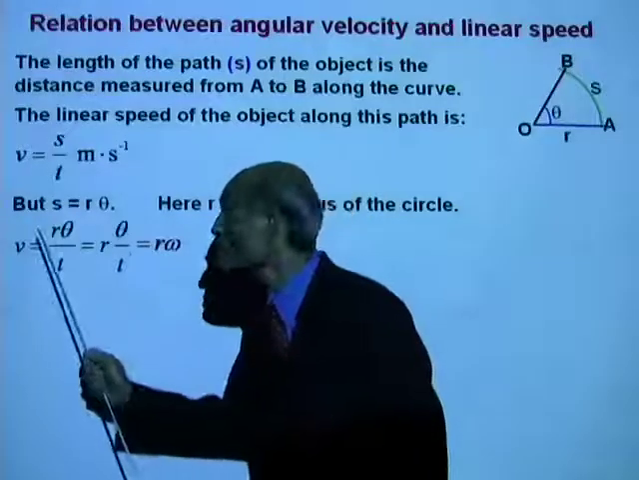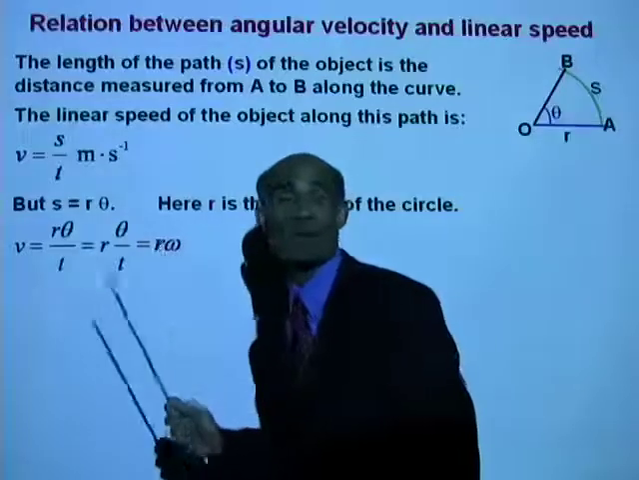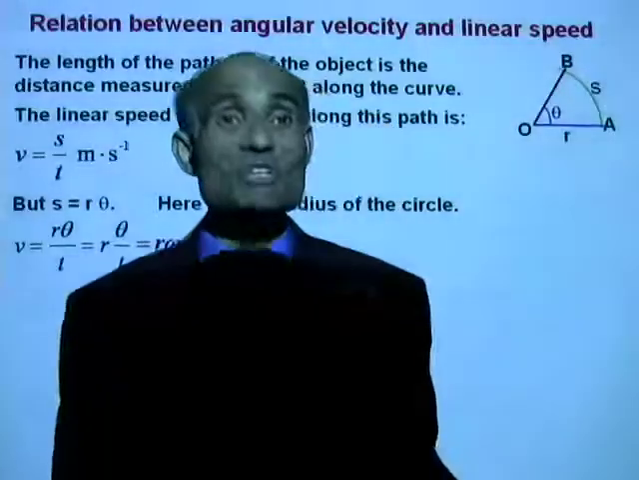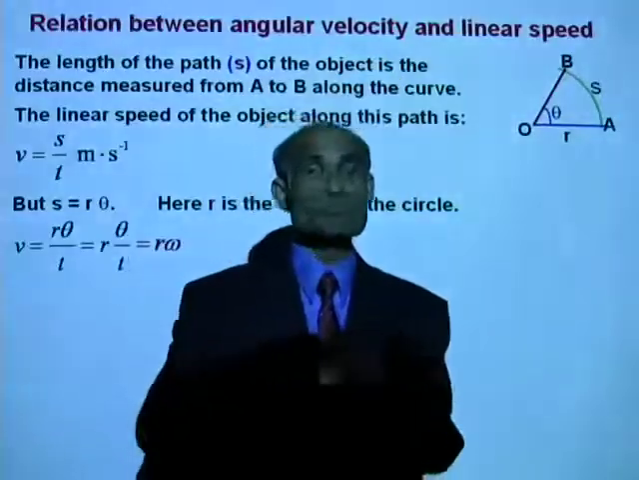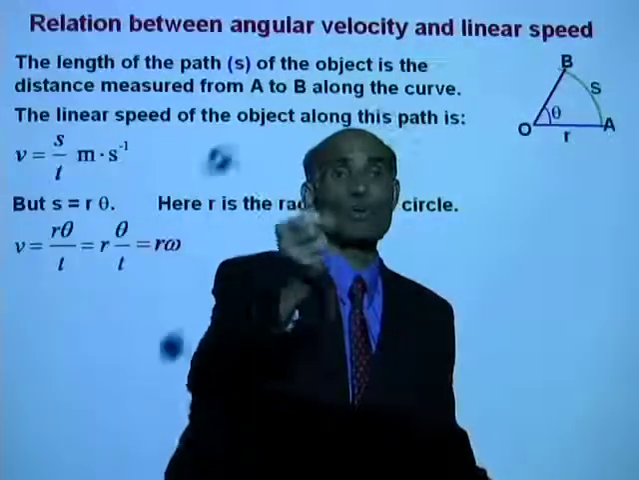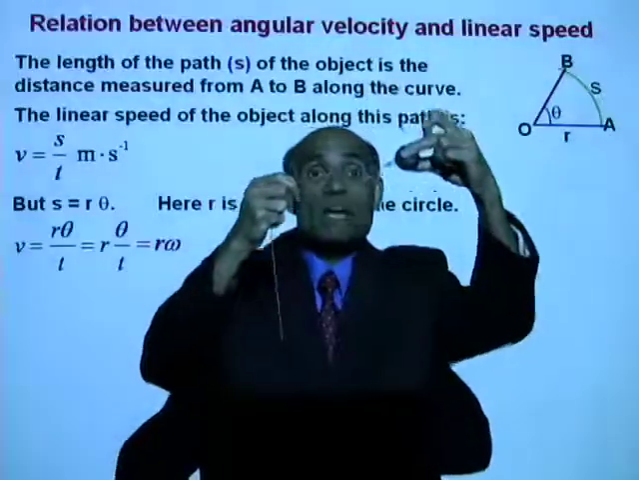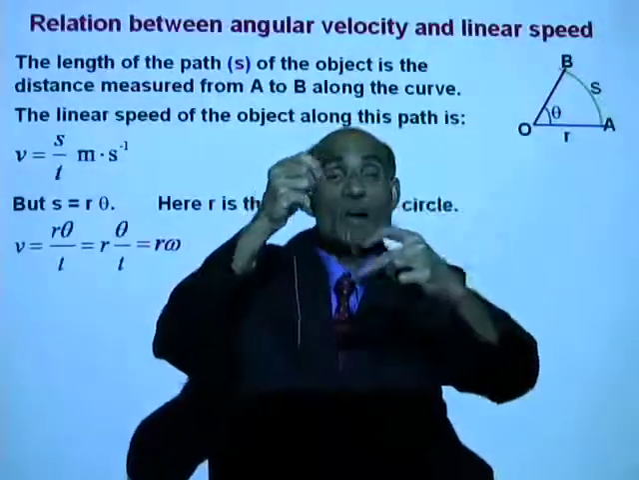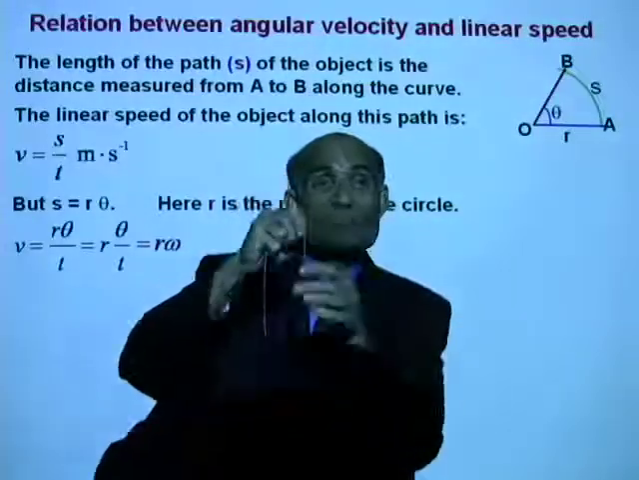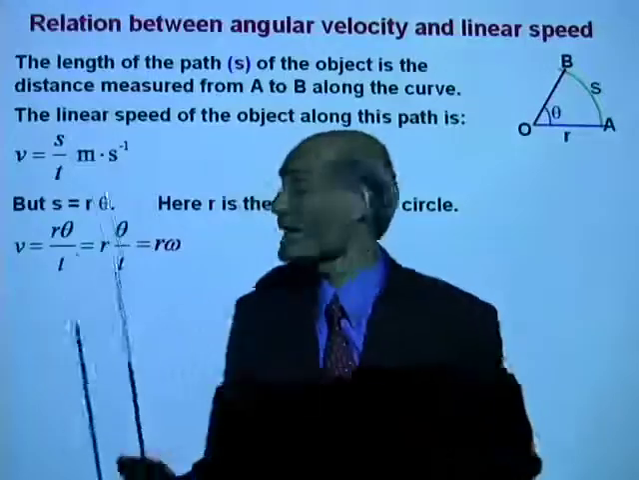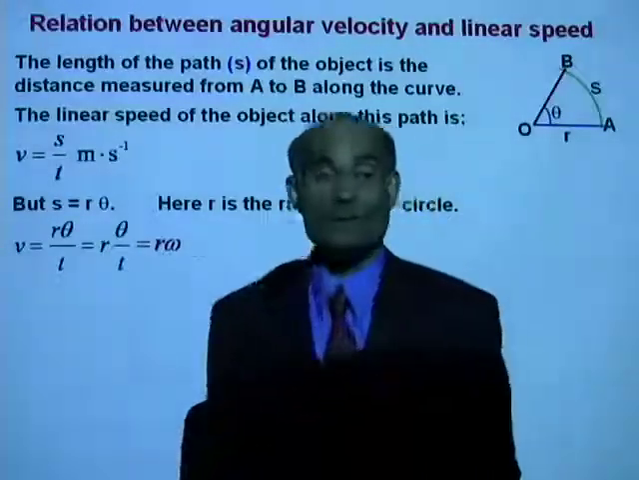So what is the relation between linear speed and angular velocity of an object in circular motion? If an object is moving around a circle, the object has a linear speed at any given time and also an angular velocity, the rate at which the angle is being described. They are related by the relation V equals R omega.